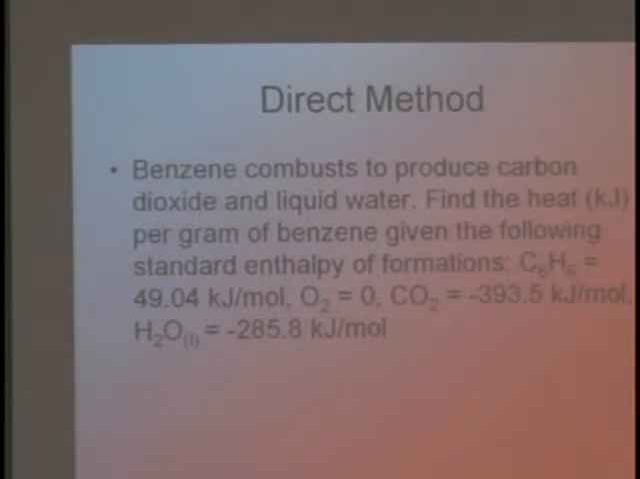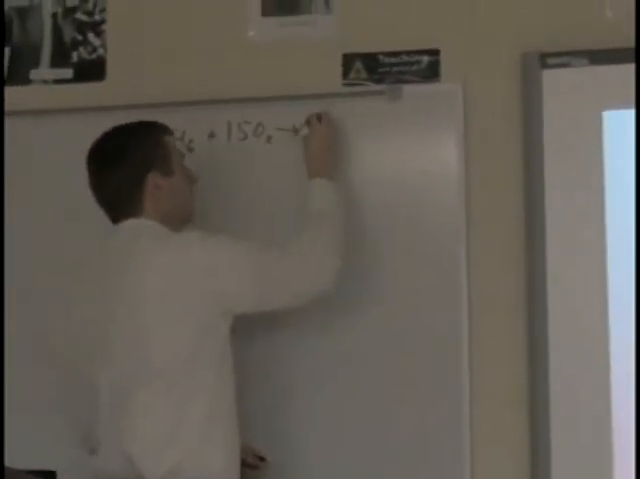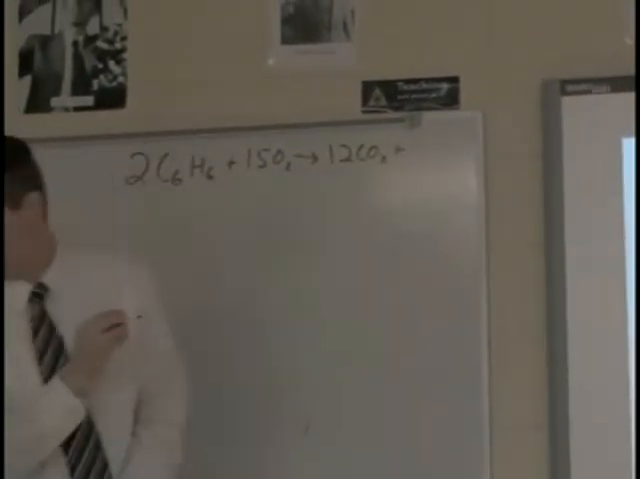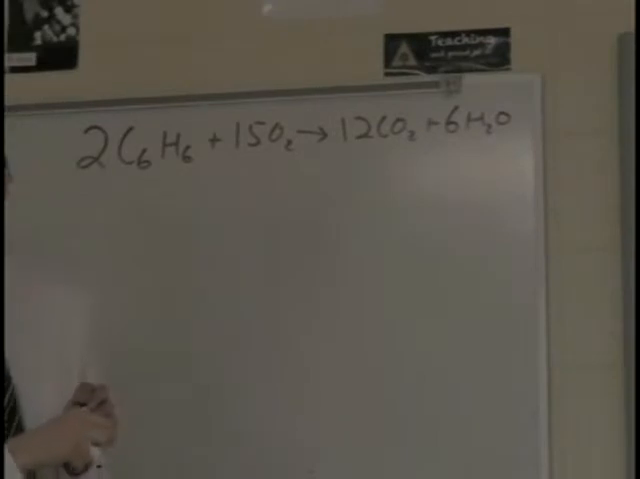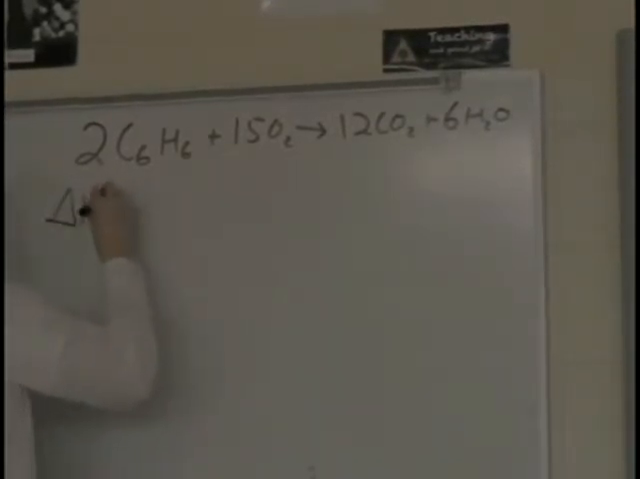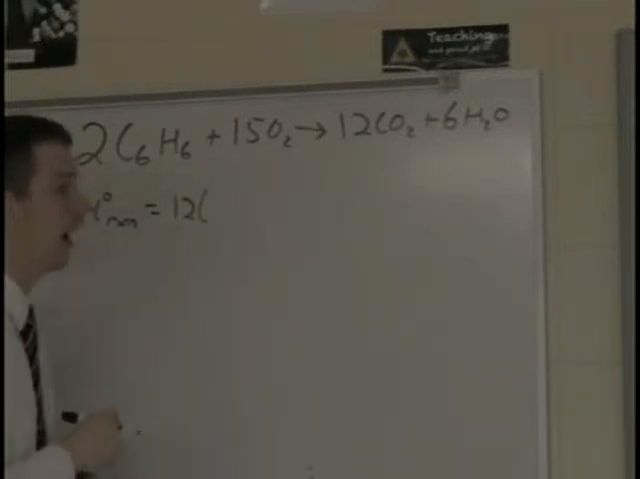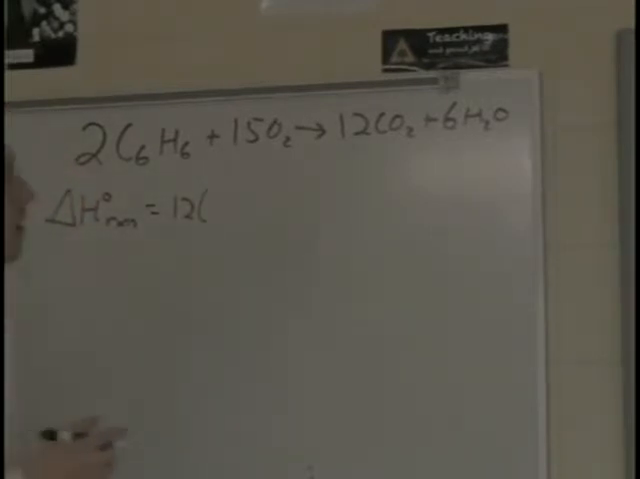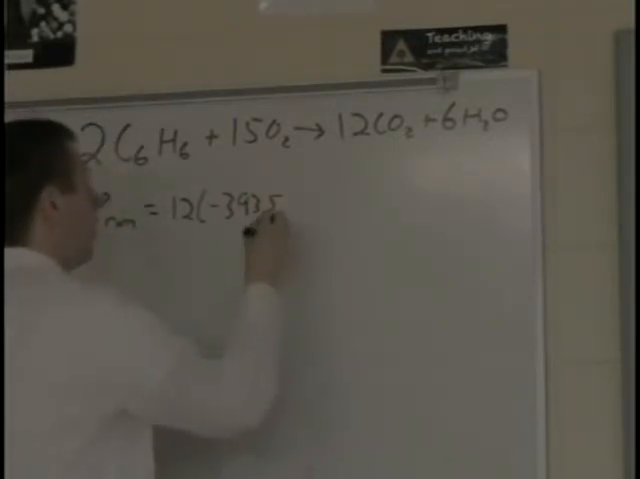So if I write a balanced equation on the board for this, I have 2 of the C6H6 plus 15 O2 is going to yield 12 CO2 plus 6 H2O. So now, if I want to find the delta H of the reaction, it's going to be products minus reactants. So to begin with, I'm going to take 12 times the delta H value for carbon dioxide, which is negative 393.5. And again, that's in kilojoules per mole.